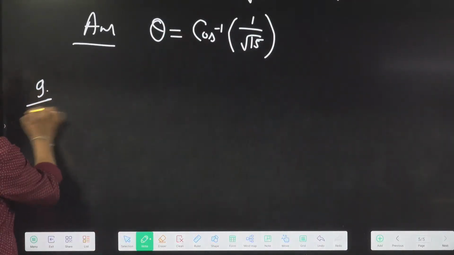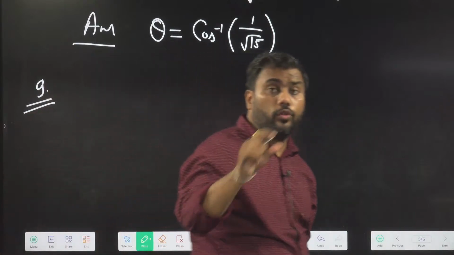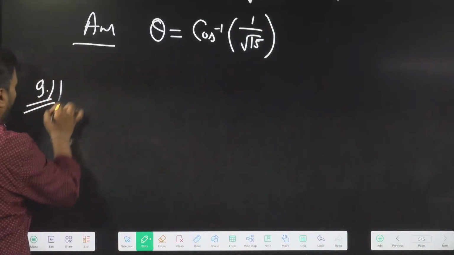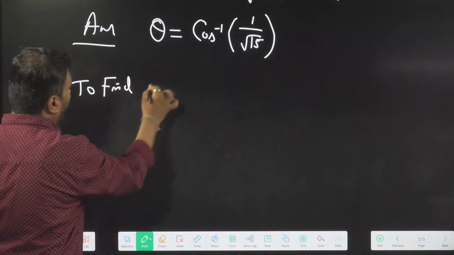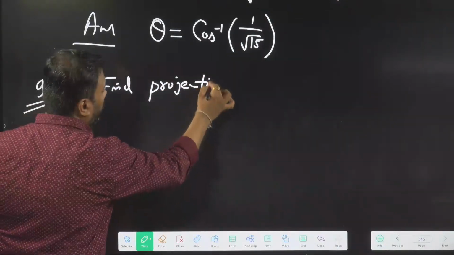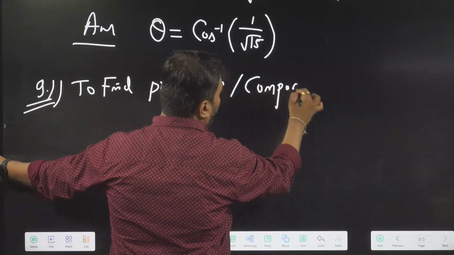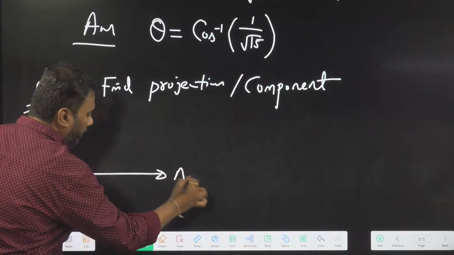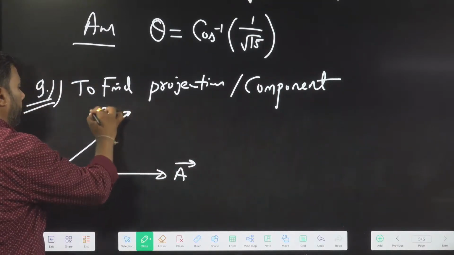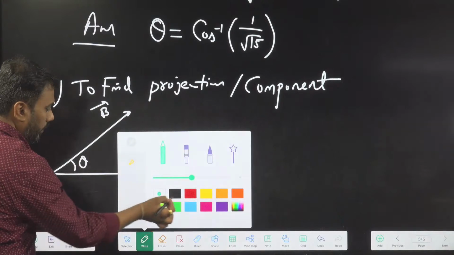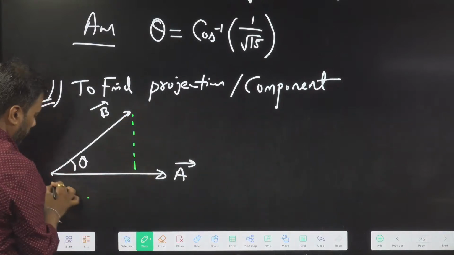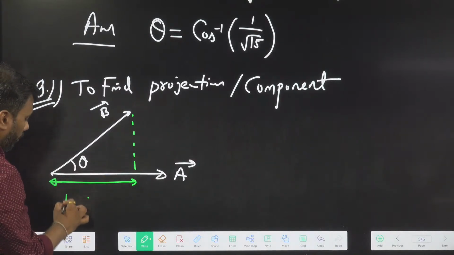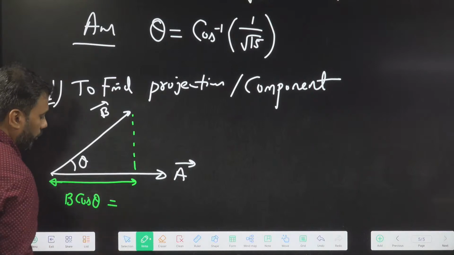Ninth property. Vector can also be used to know the component of a vector or the projection of a vector on another vector. Ninth property, to find projection, oblique component. Remember, if this was the a vector, this is your b vector, this was the theta, then dropping a perpendicular from b to a, this length was the component of b on a, component or projection of b along a.